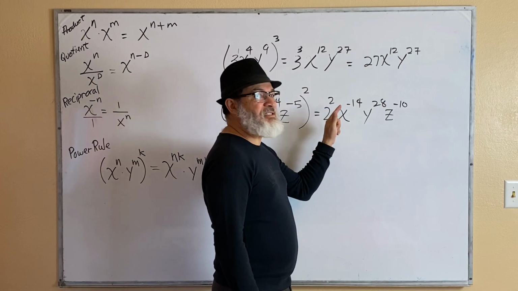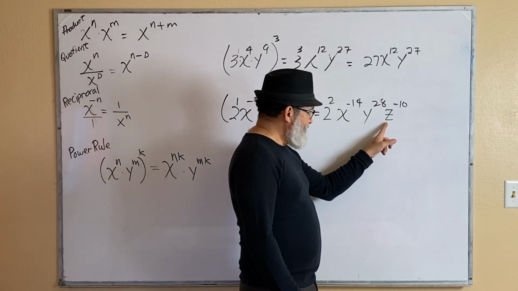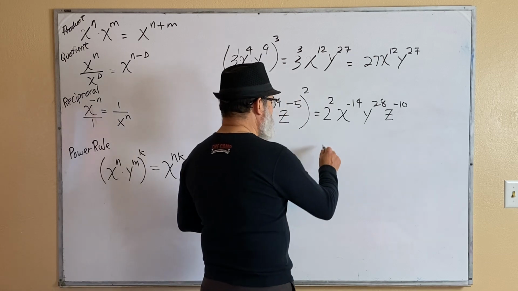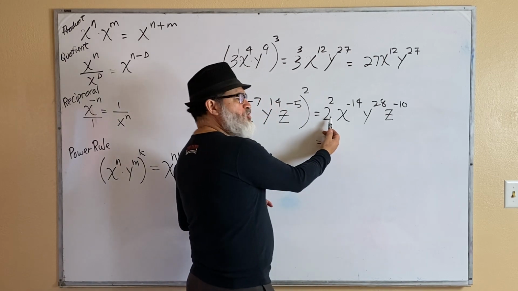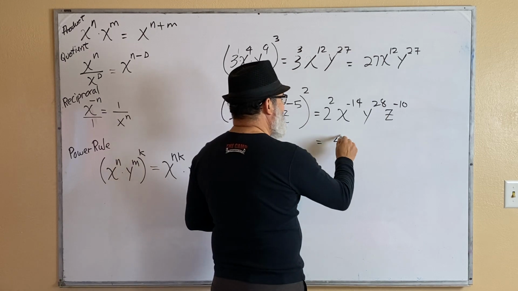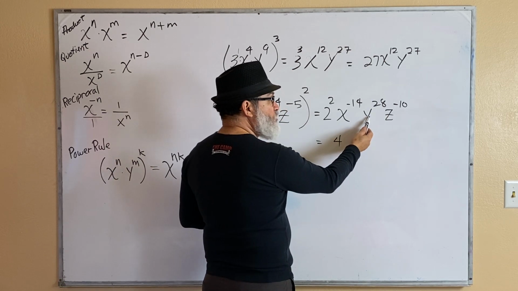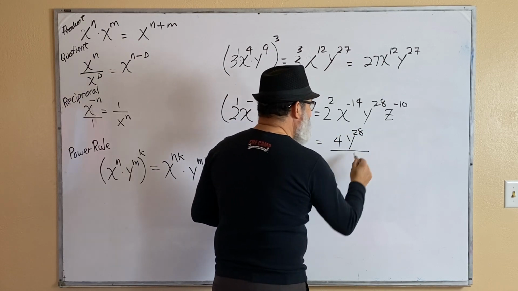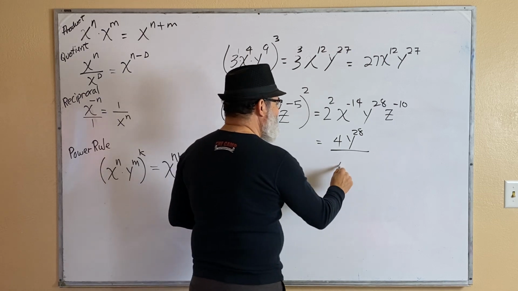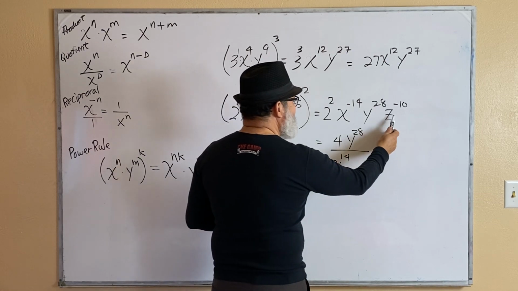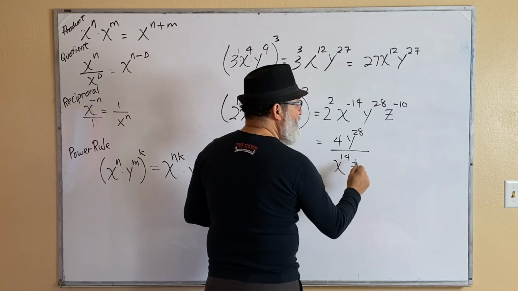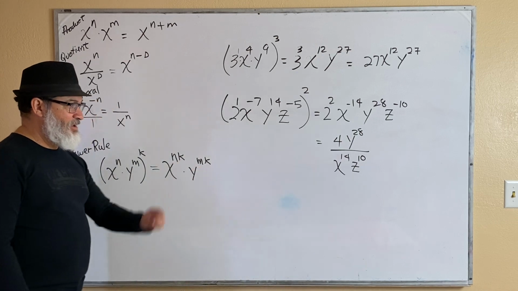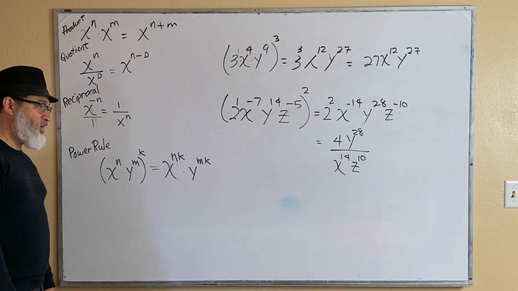I'm going to bring this x down. That's a negative power. I'm going to bring the z down. So this becomes what? And by the way, what's 2 to the second power? 4. This y to the 28th, that's a positive power. It stays up. Y to the 28th, divided by x to the 14th, z to the 10th power. And it's been simplified.